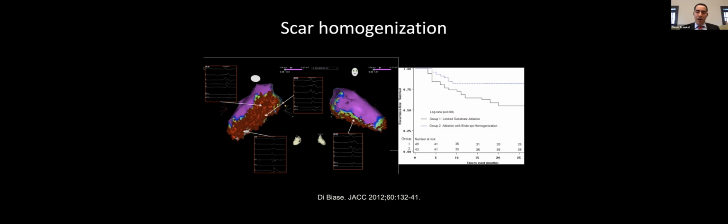And I want to point out, as Andrea Natale always points out himself, each of these red tags on the cardo map is not a minute-long lesion. So the mapper may have given multiple tags per lesion. But the idea is don't waste your time mapping, just ablate all of the scar. And compared to the group that had a limited substrate ablation, the group with endocardial, epicardial homogenization had better long-term VT-free survival.